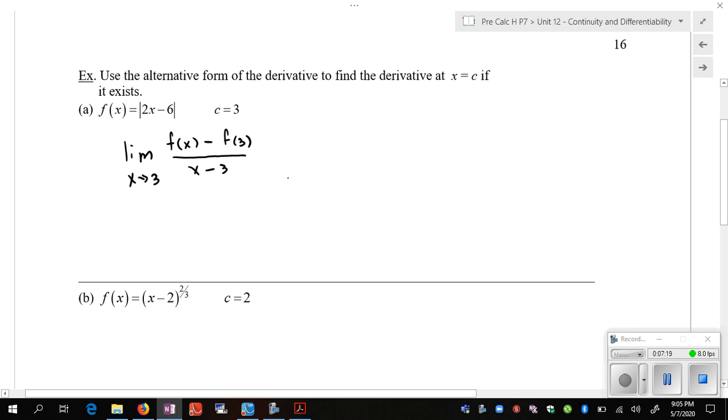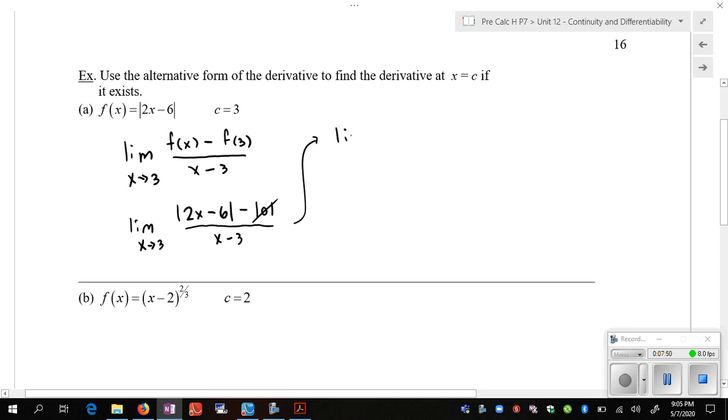Now when I plug in for the function values, the limit as x goes to 3 of absolute value of 2x minus 6, right? That's just f of x minus f of 3. Well, if I plug in 3 here, I get 0, absolute value of 0. I don't even have to really put that there. Over x minus 3. So that part's gone.